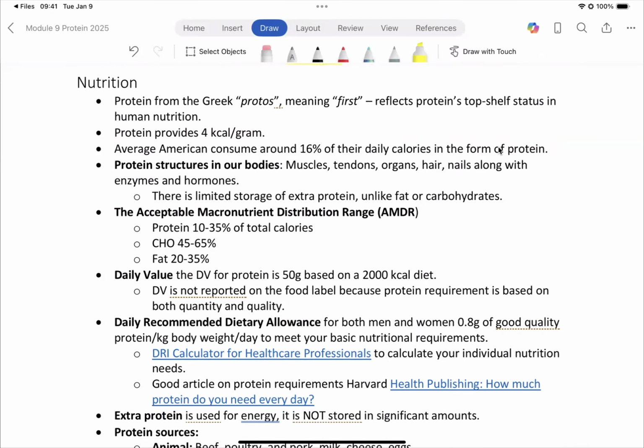nutrition. Protein is always considered by many people to be the first and the most important part of our human nutrition. I don't know, but I think they're all important. Protein provides 4 calories per gram. And on average, Americans consume 16% of their daily calories in the form of protein. Protein is the muscles, the tendons, our organs, our hair, our nails, enzymes, and hormones. So protein is all of those.